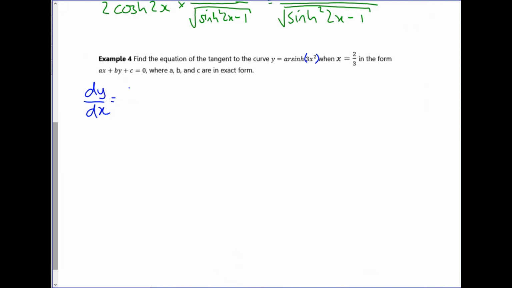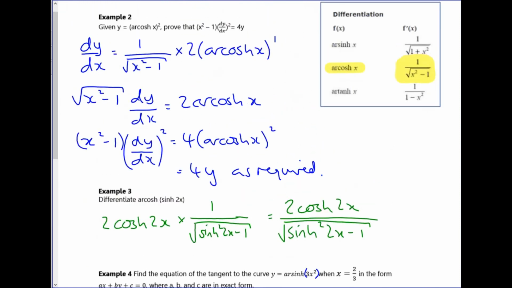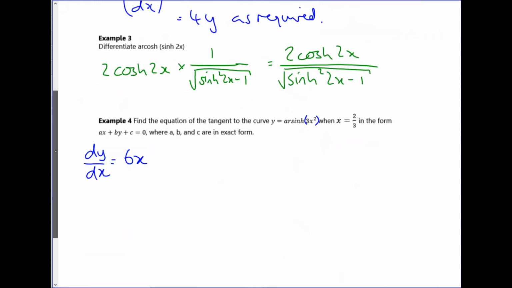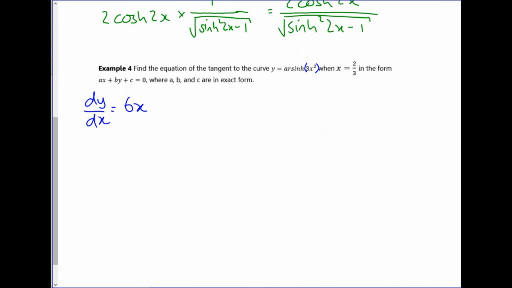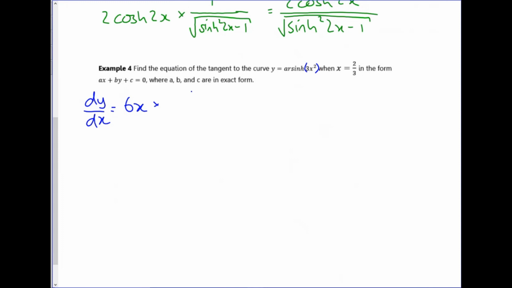So differentiate the function on the inside first, which gives you 6x. Differentiate the outside, so this time we want the result for arsinh, which is this one. So 1 over root 1 plus x squared. So times 1 over root 1 plus x squared, but instead of x this time we've got 3x squared.